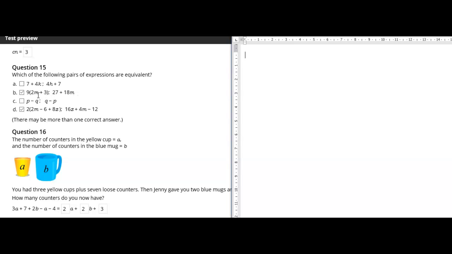Question B is equivalent because the first expression, so we've got 9 times 2m plus 3. When we expand that, 9 times 2m is 18m, and then 9 times 3 is 27. And you can just see they've written it as 27 plus 18m, but they are equivalent.